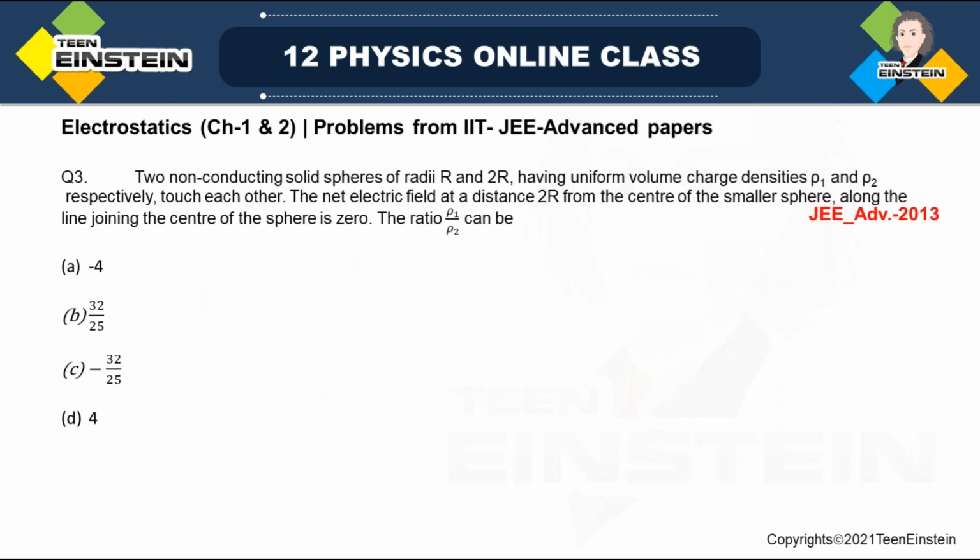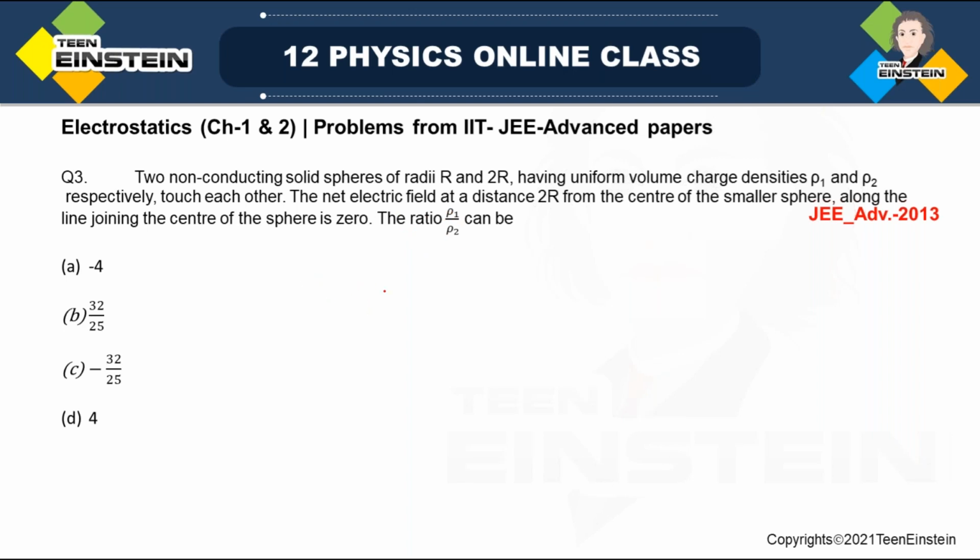Now let us see this question. Here the question is, there are two non-conducting solid spheres of radii r and 2r, having uniform volume charge densities ρ1 and ρ2 respectively, and they touch each other. The net electric field at a distance 2r from the center of the smaller sphere along the line joining the centers of the spheres is 0. Then the ratio ρ1 by ρ2 is how much?